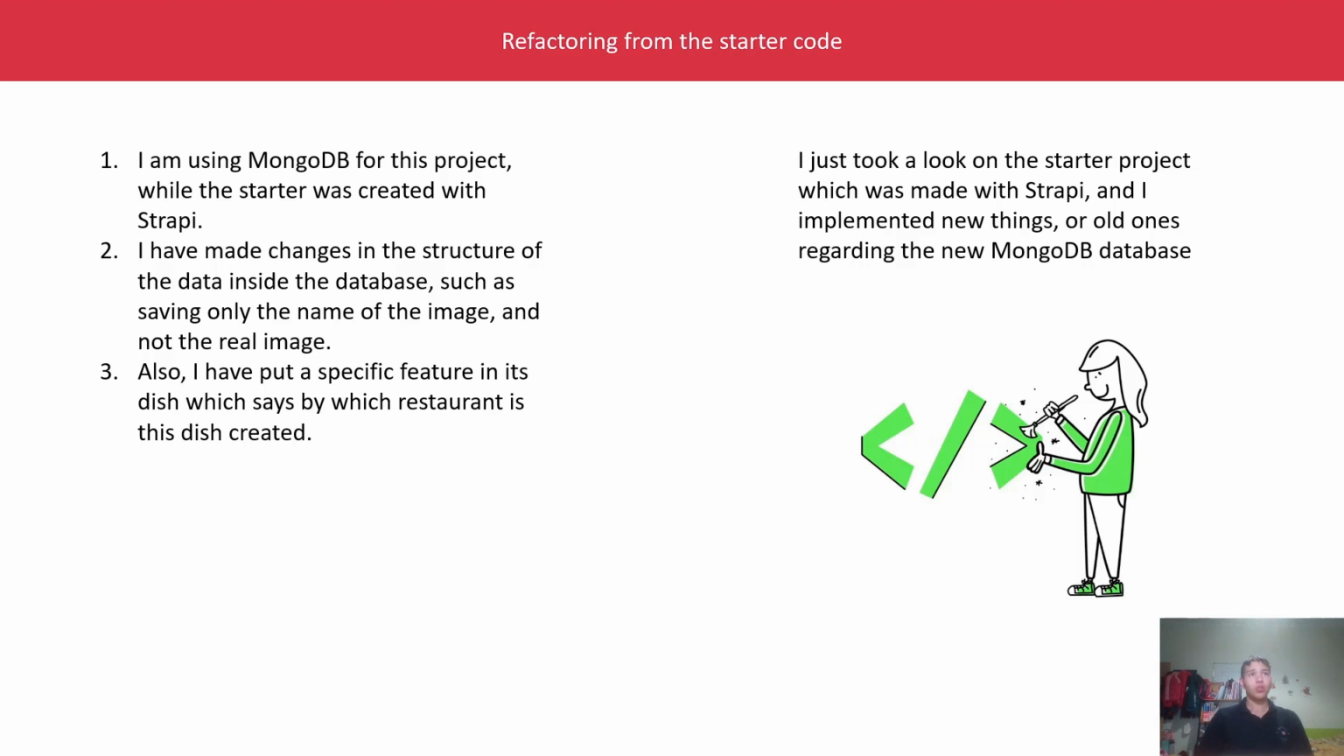Refactoring from the starter code. So in this part, I have used MongoDB as my database, while the previous project had Strapi. Also, I have made some changes in the structure of the data inside the database, such as saving only the name of the image and not the real image. And finally, I have put a specific feature inside every dish which says by which restaurant this dish is created.